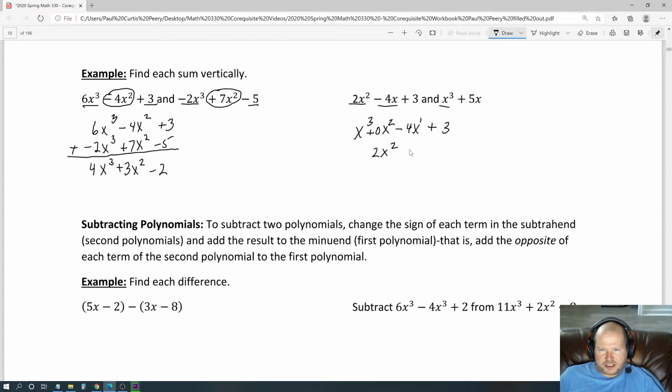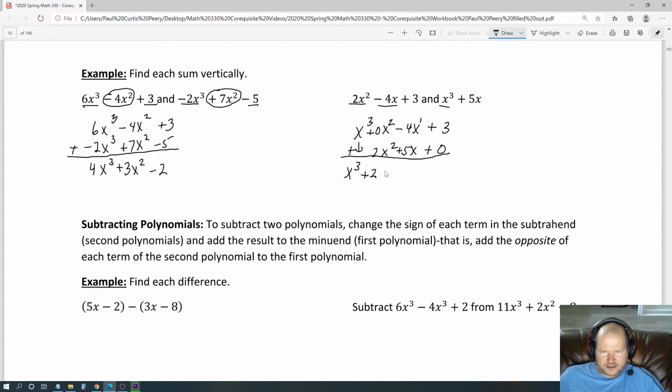Okay, now on the other one, we say plus 5x, okay, and then you can put a 0 here, or you can just leave it blank. Either way is fine. Now you're going to add these together. Now if you don't see anything, you're just going to drop it down, right? So your first thing here is you're going to drop down the x cubed. Then we say 0x squared plus 2x squared.